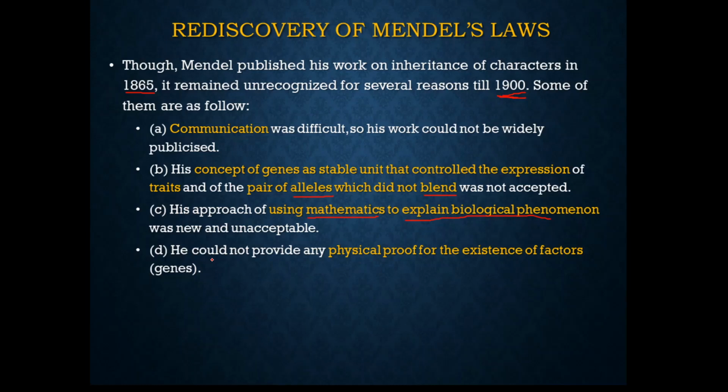And the last one is, he could not provide any physical proof for the existence of factors or the genes. He was saying that genes are present, genes are occurring in pairs and they are transferred from generation to generation, but he could not give the physical proof. Where exactly are the genes? Which molecules are exactly carrying the genes? Is it present inside the cell or outside the cell? Is it coming in the blood or in any other manner? He could not give a physical proof of where exactly the genes are located. So these are the four reasons by which his work was not recognized for several years.